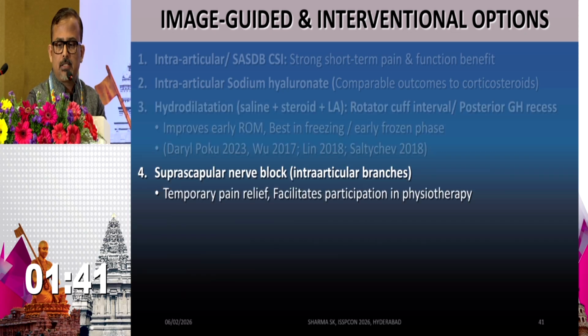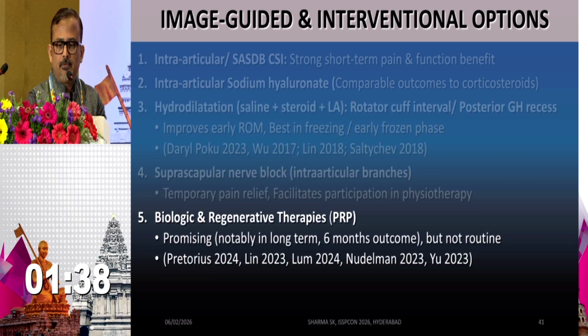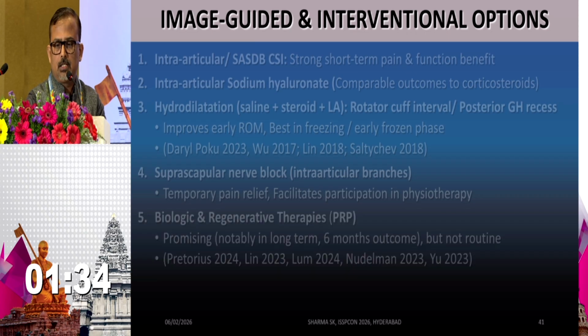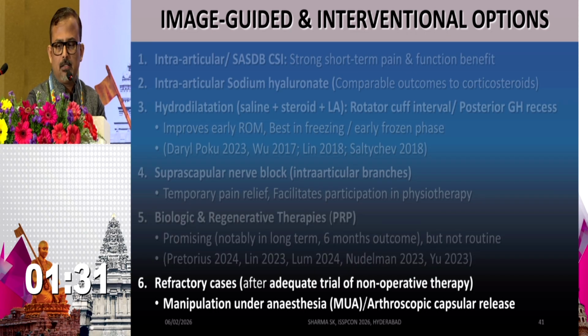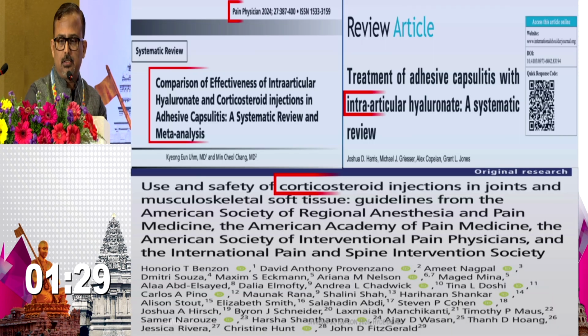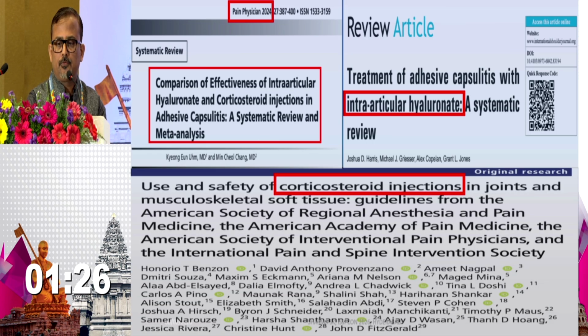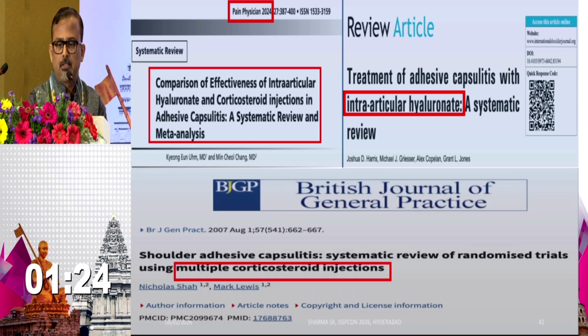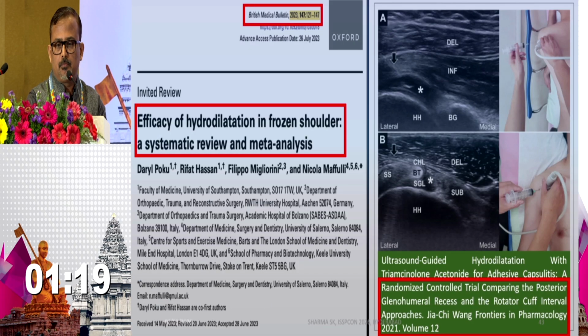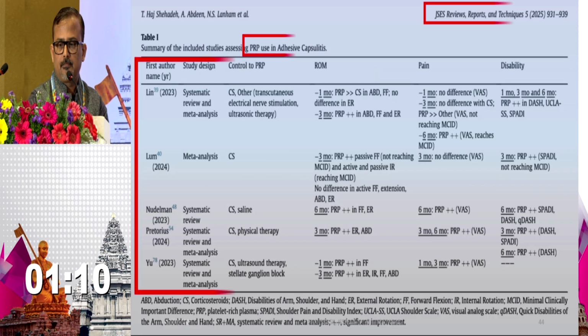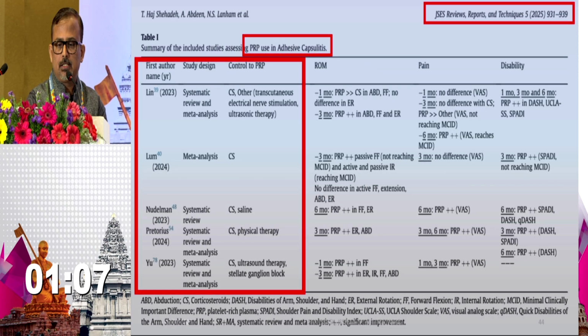Then you have the suprascapular nerve block. Then you have the biologic and regenerative therapies, which are promising, but not much evidence till now. And in refractory cases, you can do manipulation under anesthesia. These are my references for corticosteroid injection, for hyaluronate, and multiple corticosteroid injection, 3 times maximum. This is the research on hydrodilatation, and the second one is basically comparing the 2 approaches. This is the PRP in adhesive capsulitis.